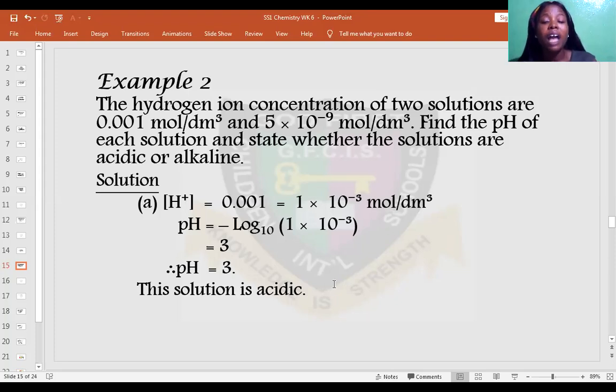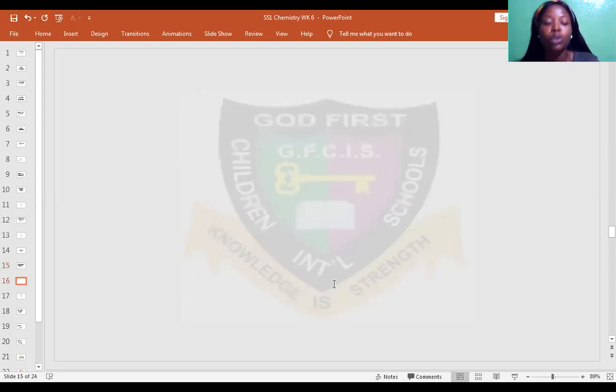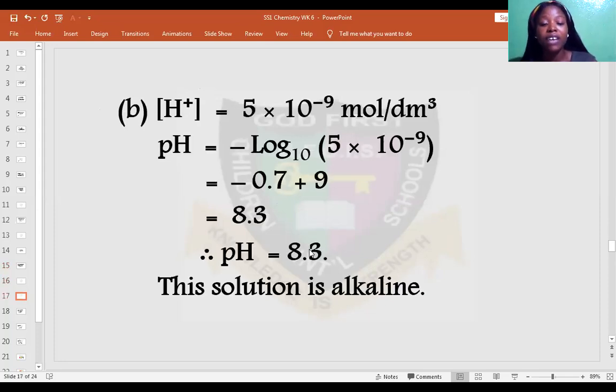We are also asked to state whether the solution is acidic. If a substance has a pH value of 3, that is between 0 and 7, so less than 7, that means the solution is acidic. Next, for the next question, we are looking for the pH of a 5 times 10 raised to power minus 9 mole per dm³ solution. So now let's look at that. The hydrogen ion concentration is 5 times 10 raised to power minus 9 mole per dm³.